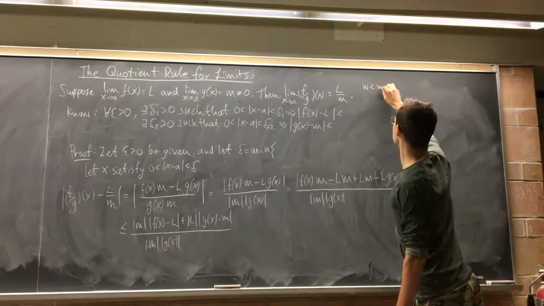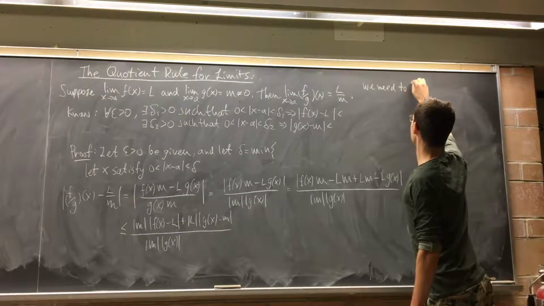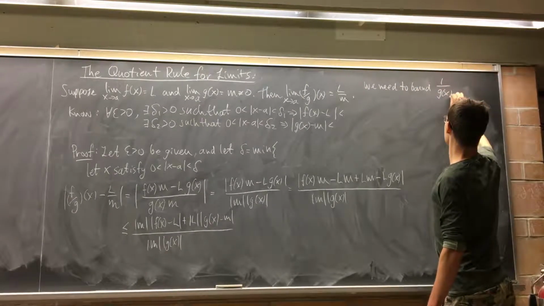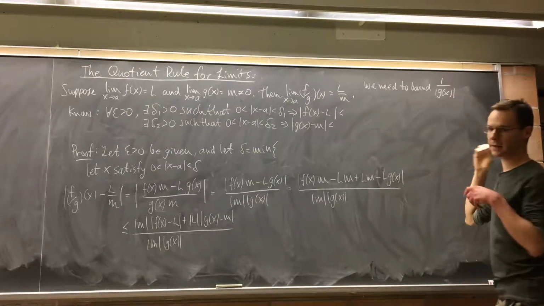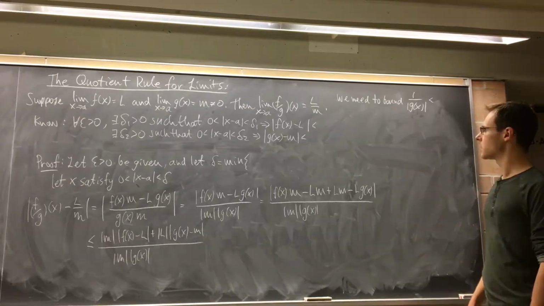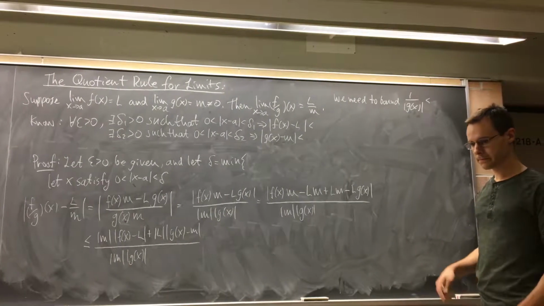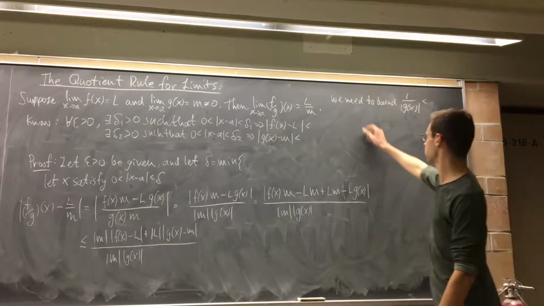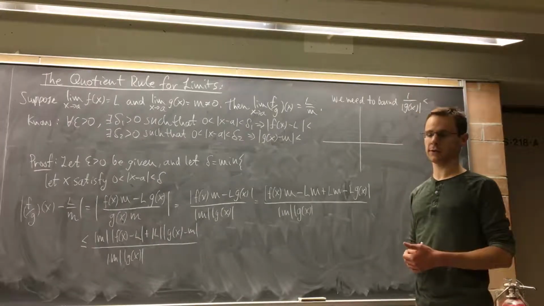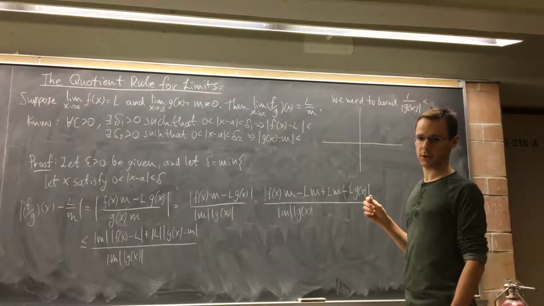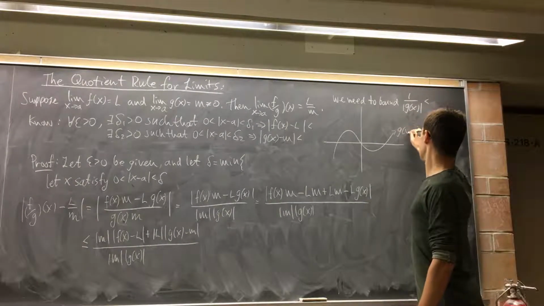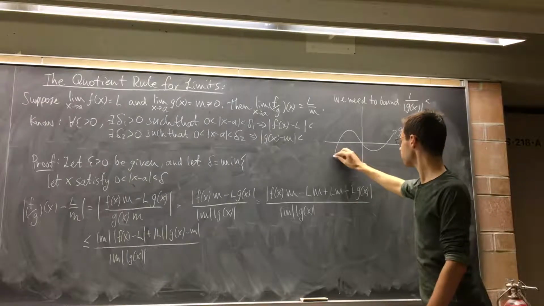We need to bound 1 over g of x in abs values. Okay? We want to find an upper bound on this. We want to say that this is less than something. So, how are we going to do this? Well, let's visualize, as we did before with our 1 over x example. Okay? Let's draw a function g. Now, we don't know what g looks like, but let's just draw a random looking function.